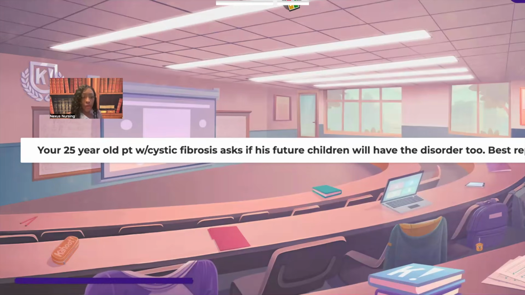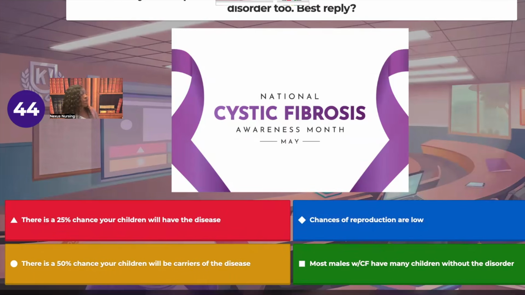Okay. Your 25-year-old patient with cystic fibrosis asks if his future children will have the disorder as well. What would be your best reply? Here are your options. There's a 25% chance your children will have the disease. Chances of reproduction are low. There's a 50% chance your children will be carriers of the disease. Or, most males with cystic fibrosis have many children without the disorder.